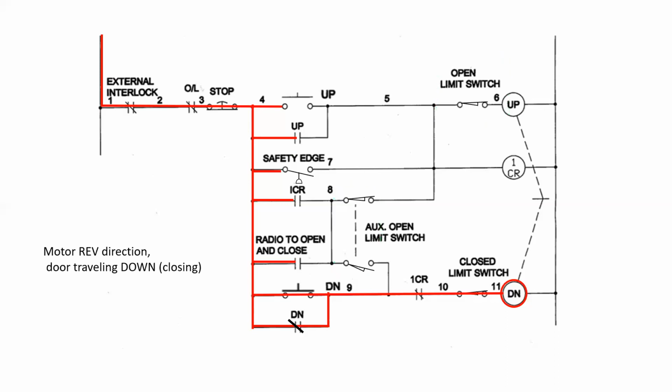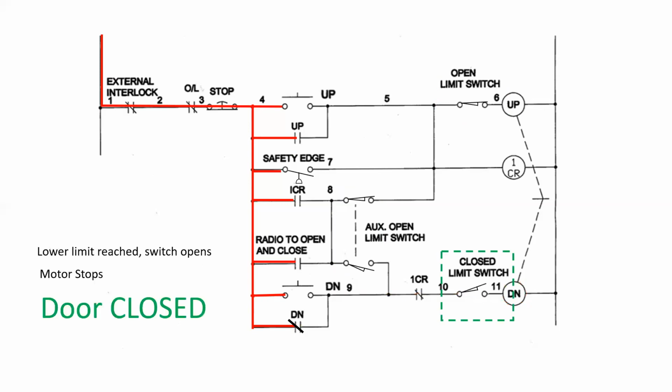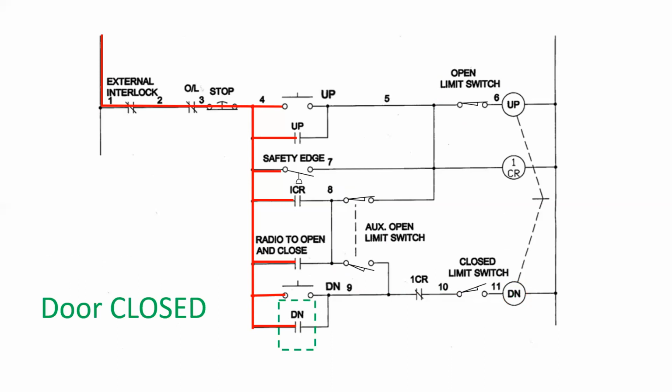So now we have a holding contact that is in parallel with our start down push button. We can release the down push button and the door will continue to travel down until eventually we reach the closed limit, at which point the closed limit switch will open and the down will de-energize. And of course, the holding contact will go back to its original state.